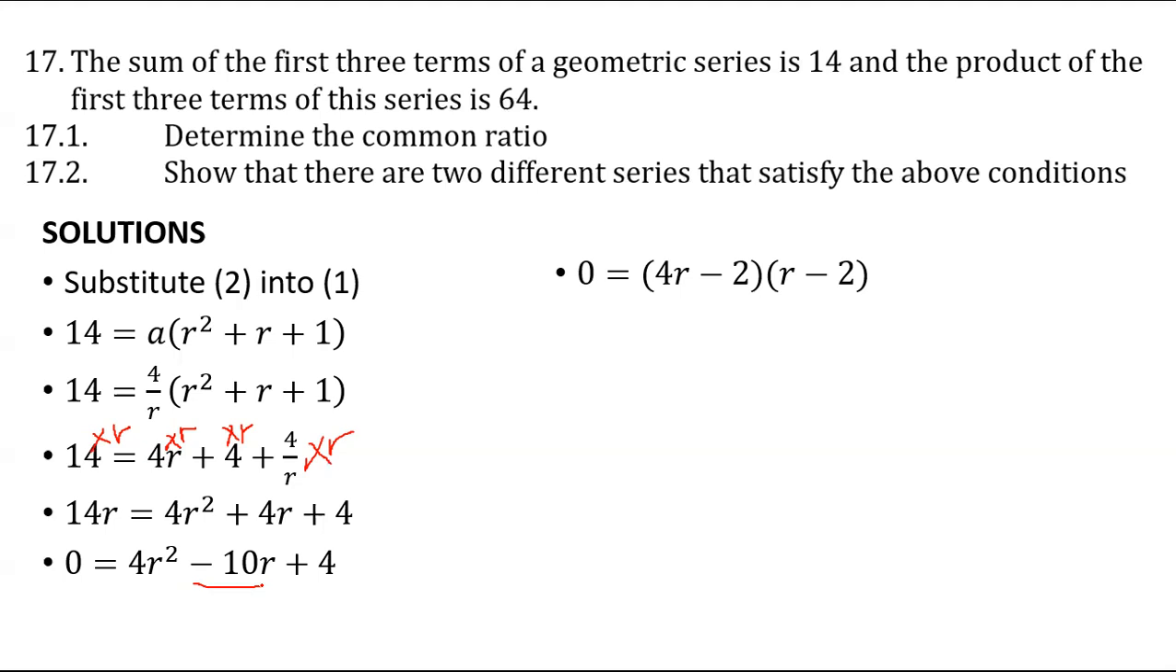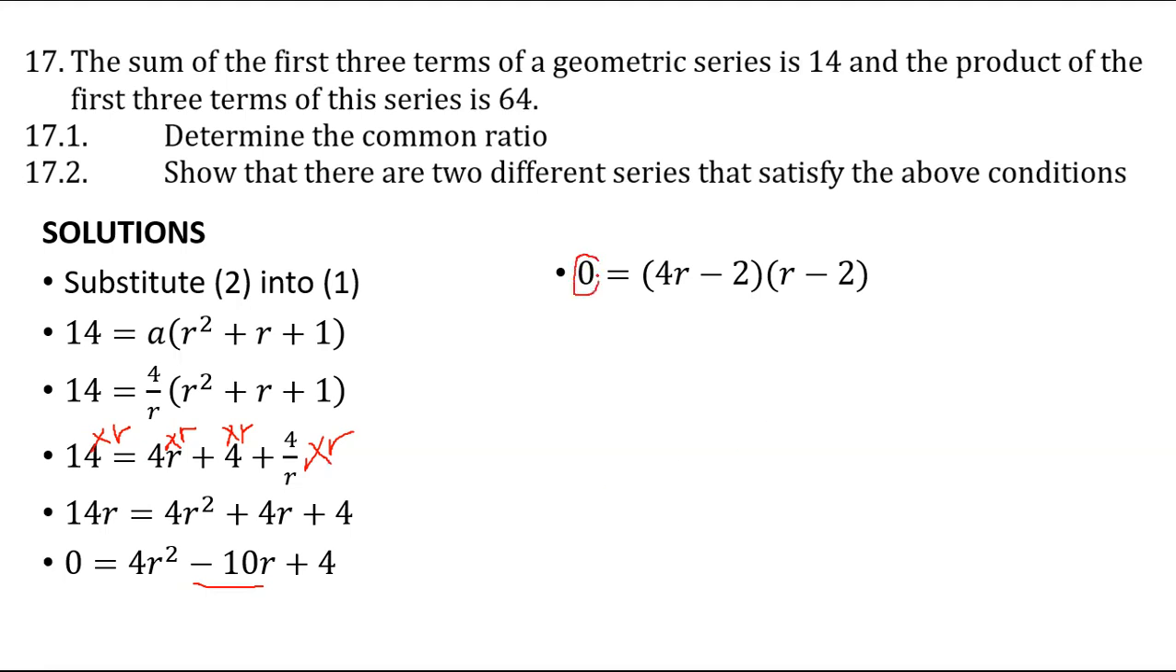The factors are simply, in this case, the binomial, which is 4r minus 2. That is the first factor. The second factor will be the binomial, which is r minus 2. One of these has to be 0 because my product is equal to 0. So I'm going to take each of those and equate it to 0. I will end up having 4r minus 2 is equal to 0, or r minus 2 is equal to 0. It will not work unless on one side you've got 0.